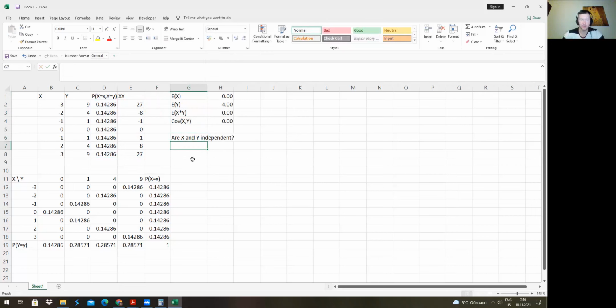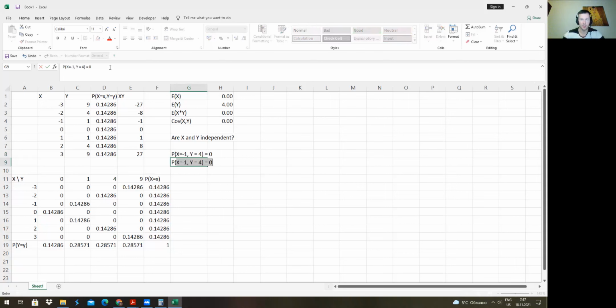So in order to check this independence, we need to take any pair of values. Let's say x equals -1, y equals 2, and we need to check if this is equal to the product of their marginals. So what is the probability that x is -1 and y is 2? Sorry, y is 4. So it's 0, right? This is the probability.